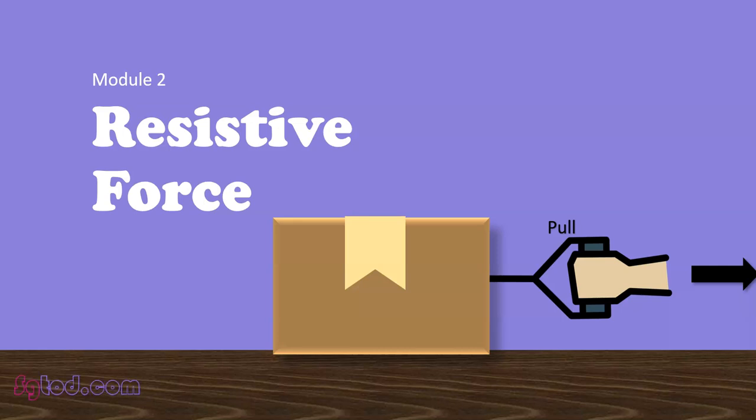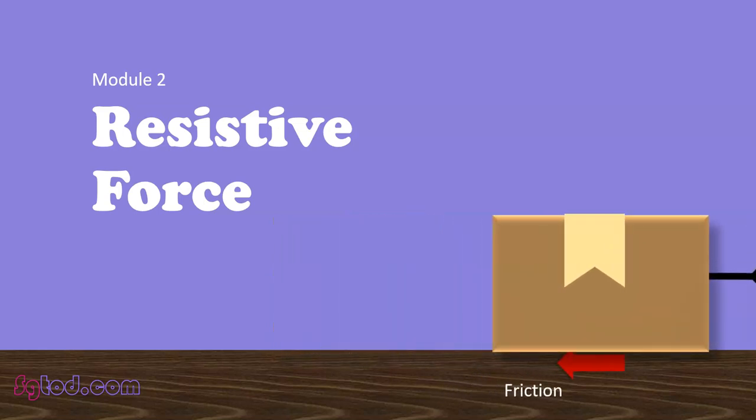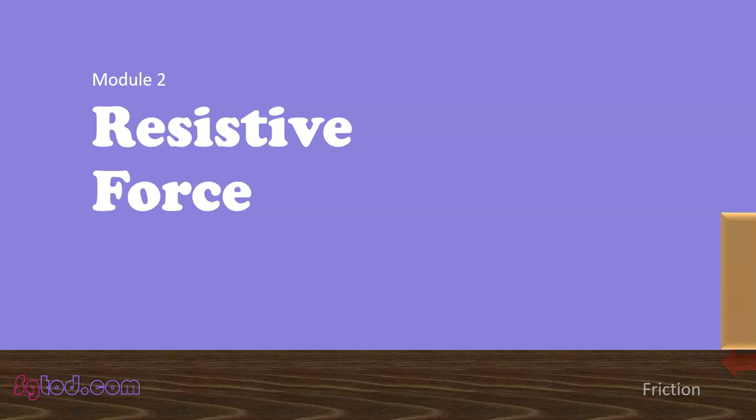In this lesson, we are going to look at a very important type of force, resistive force. Resistive force is a force that opposes motion. We will cover three types of resistive forces: friction, drag, and air resistance. All these are resistive forces and also sometimes termed as frictional forces that oppose motion. So let's start with friction.